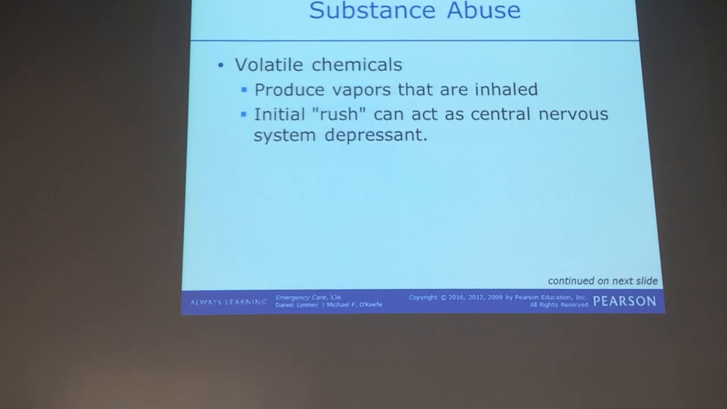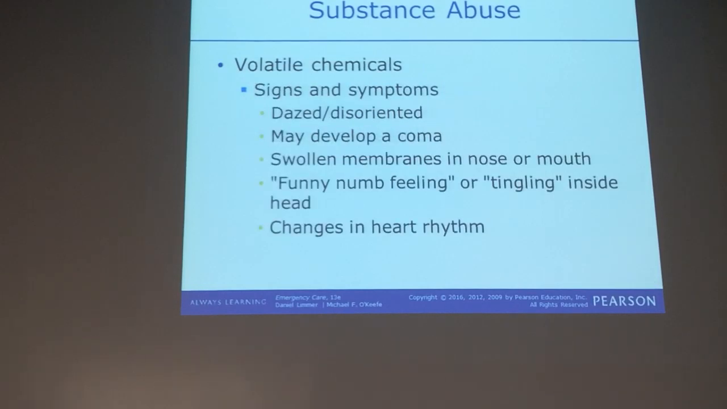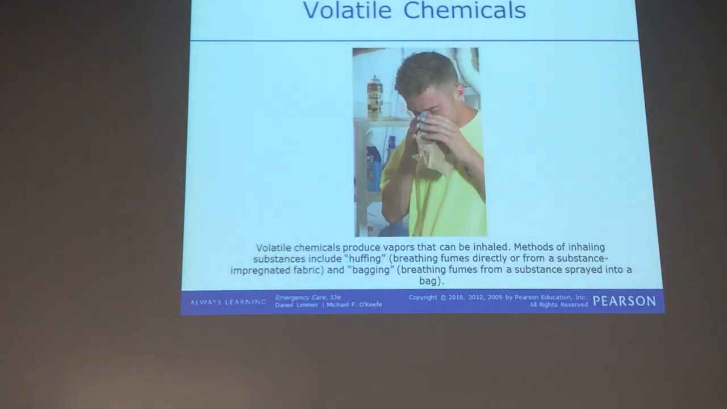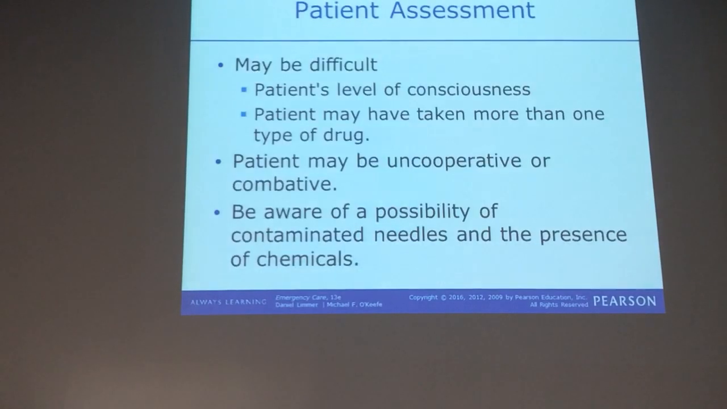Some volatile chemicals produce vapors that are inhaled. It gives an initial rush. Can act as a CNS depressant. Okay. They may be dazed, disoriented, may develop a coma, swollen membranes in the nose or mouth, that numb, tingling feeling inside the head, and they may have changes in heart rhythm. So the big one we always see is huffing. Okay, they're breathing in the fumes or bagging the fumes up and then breathing them in.